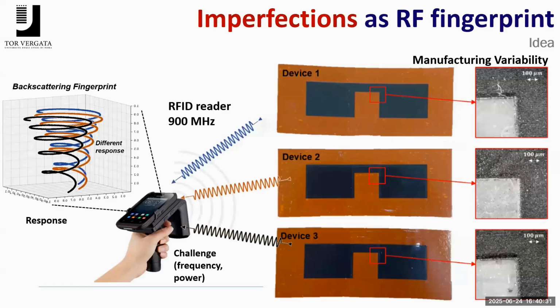In fact, let's consider these three antennas. These three antennas are identical in shape. They have been fabricated with the same laser settings, but if we look at this boundary here, they look different. And if we perform an interrogation at microwaves close to 1 gigahertz by using the standard RFID protocol, we will have a response that will include the information about this internal difference. So what we need to do is to extract this information.